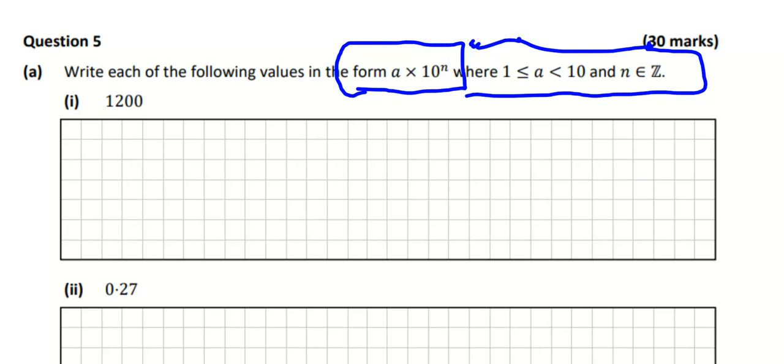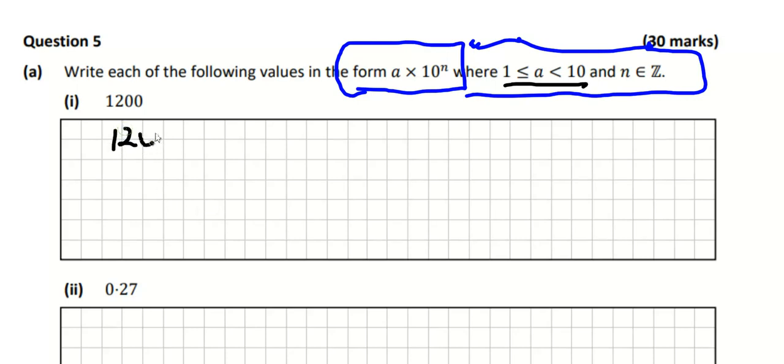Science mode. If you don't know how to do science mode, here's the best way of doing it. Keep dividing 1,200 until you end up in between 1 and 10. See the way you have to end up in between 1 and 10? So let's divide it once.